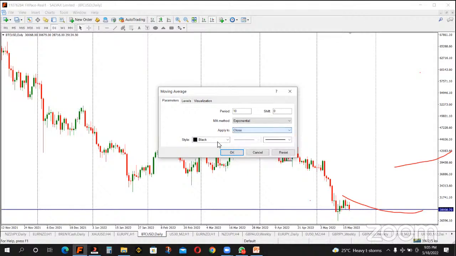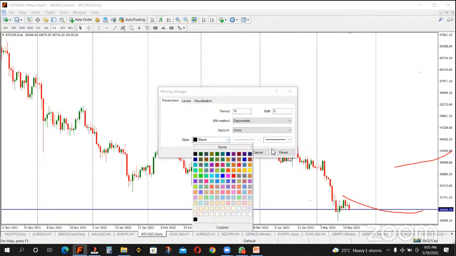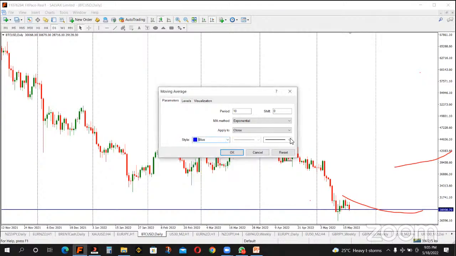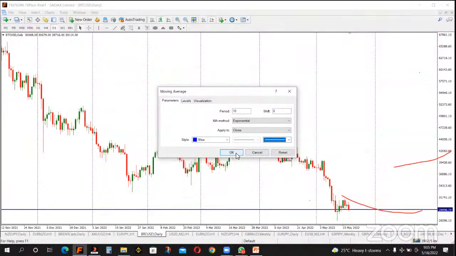Now, the style is that you want to change the color. You can give it any color of your choice, any color at all. In this instance, let me put blue. Now, if you want to thicken the blue, you use any of these and thicken it, depending on what you want to achieve. Now you click OK.